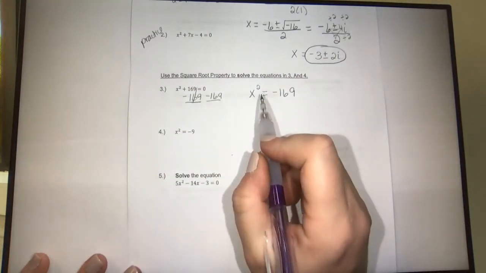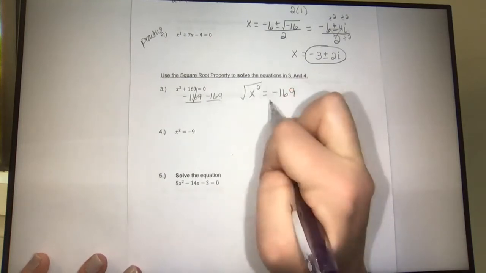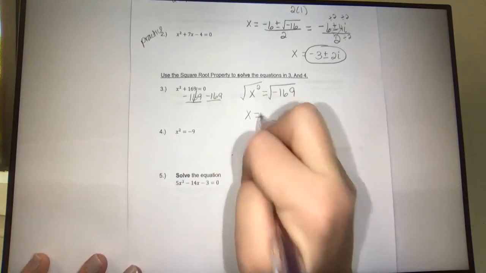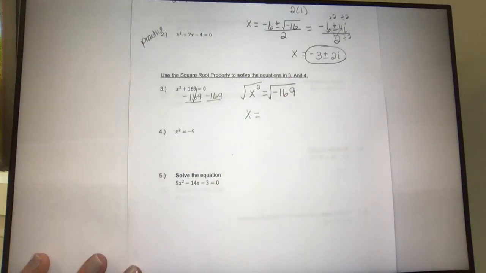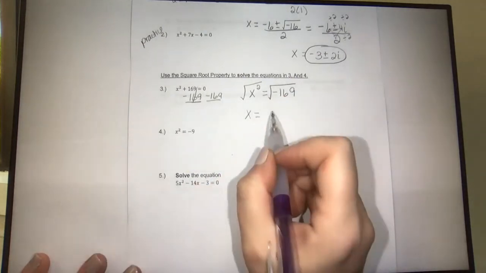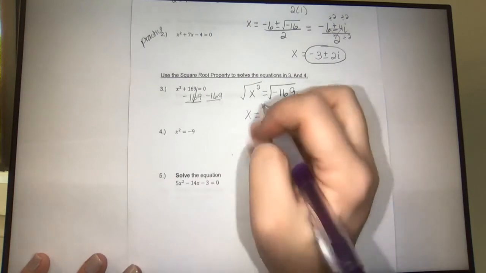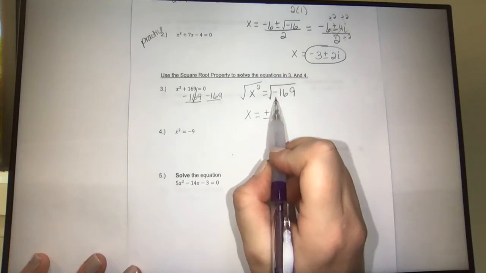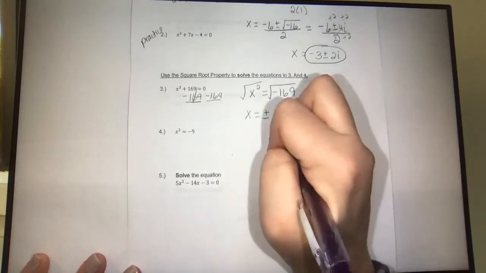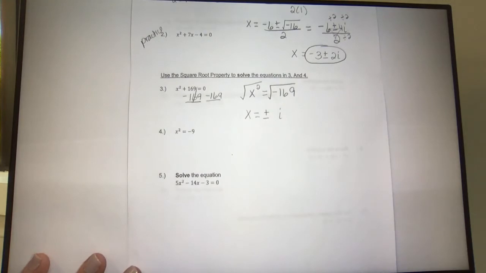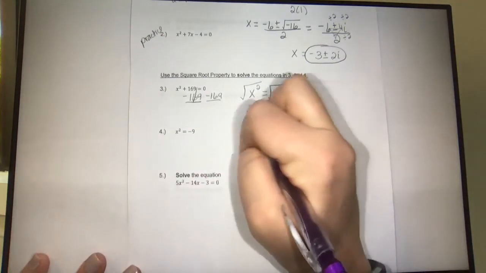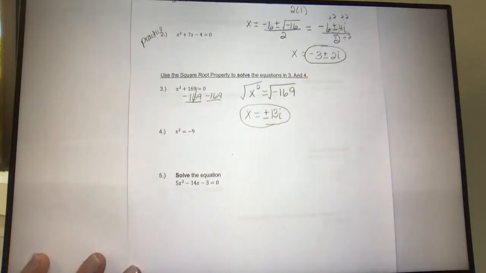Now we're going to apply the square root property, which just means we take the square root of both sides. How many answers am I supposed to have? 2. How am I going to get 2 answers with this? Plus and minus. Okay. I have a negative under a square root. What am I going to do about that? I. Then we take the square root of 169. You can put that right in your calculator. Comes out to be 13. There you go.